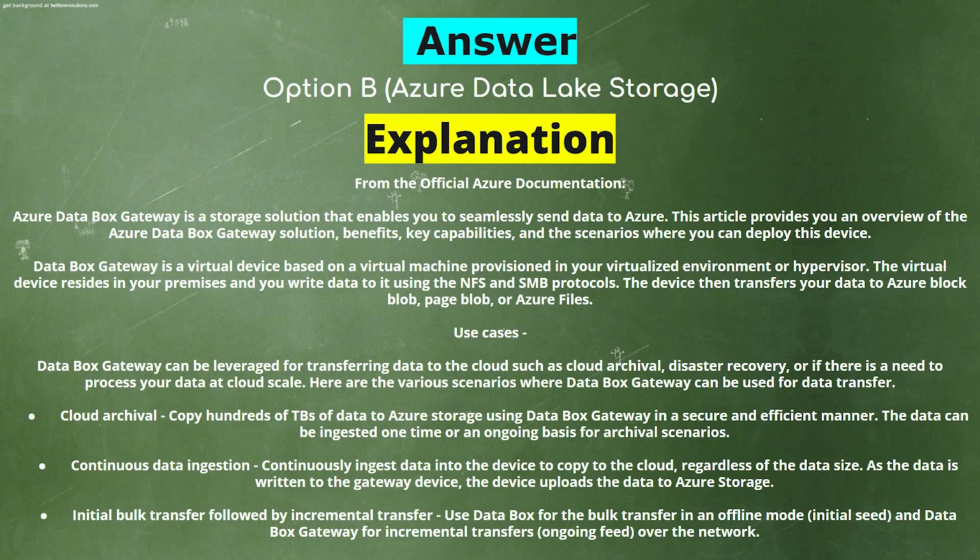Use cases. Data Box Gateway can be leveraged for transferring data to the cloud, such as cloud archival, disaster recovery, or if there is a need to process your data at cloud scale. Here are the various scenarios where Data Box Gateway can be used for data transfer. Number 1. Cloud archival. Copy hundreds of TBs of data to Azure storage using Data Box Gateway in a secure and efficient manner. The data can be ingested one time or on an ongoing basis for archival scenarios. Number 2. Continuous data ingestion. Continuously ingest data into the device to copy to the cloud, regardless of the data size. As the data is written to the gateway device, the device uploads the data to Azure storage. Number 3. Initial bulk transfer followed by incremental transfer. Use Data Box for the bulk transfer in an offline mode, initial seed, and Data Box Gateway for incremental transfers, ongoing feed over the network.